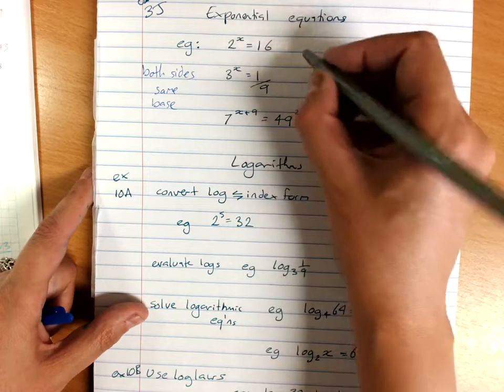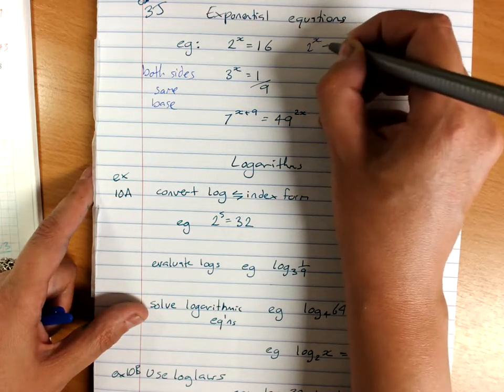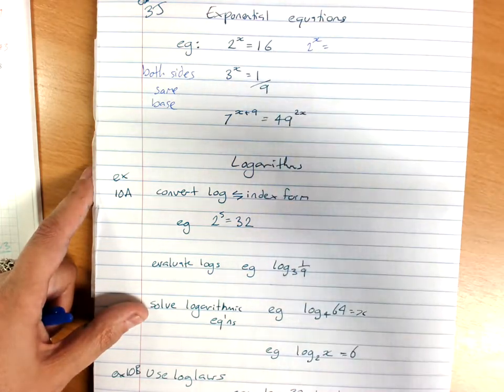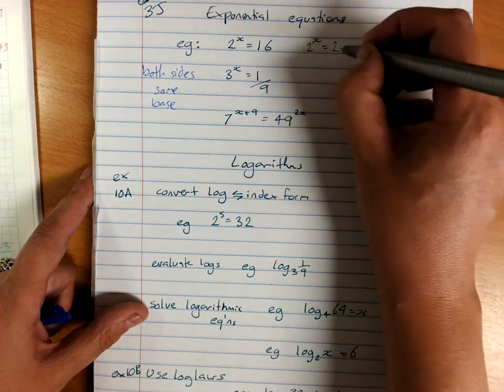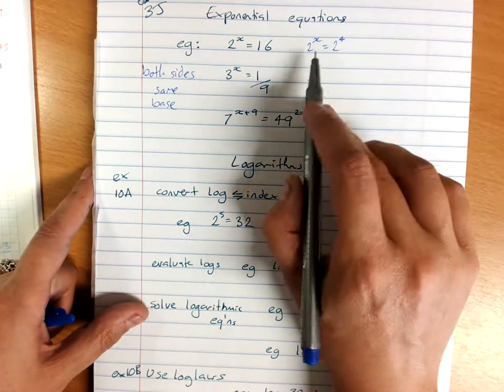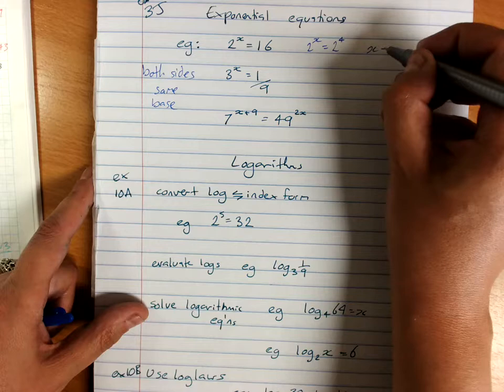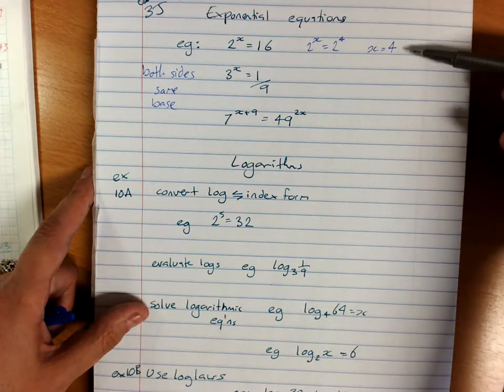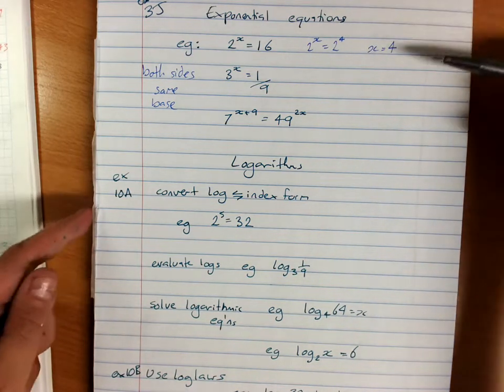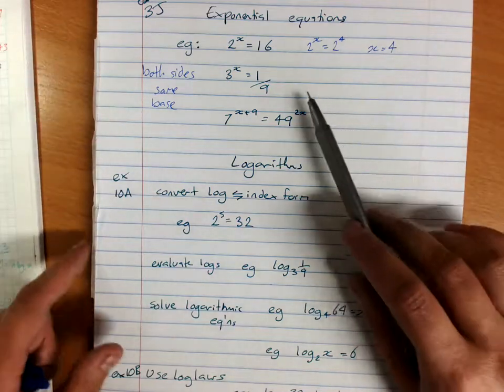So 2 to the power x is 16, we rewrite as 2 to the power 4. And that obviously gives me x equals 4. So that's a very basic one, but we do need to be able to remember how this works.